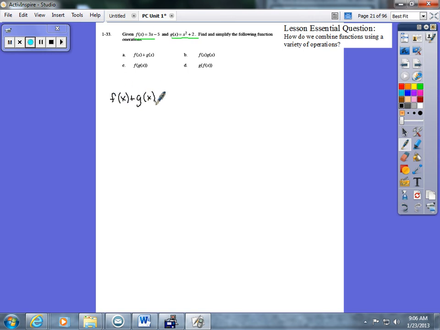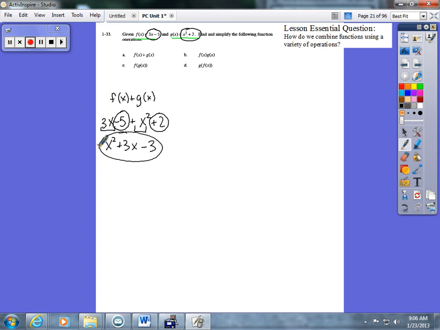So I take my equation for f of x, which is 3x minus 5, and I'm going to add it to my equation for g of x, which is x squared plus 2. And this is nothing more than combining like terms. So x squared is its only like term. 3x is its only like term. And then I have a negative 5 and a positive 2, which makes minus 3. So f of x plus g of x equals x squared plus 3x minus 3.